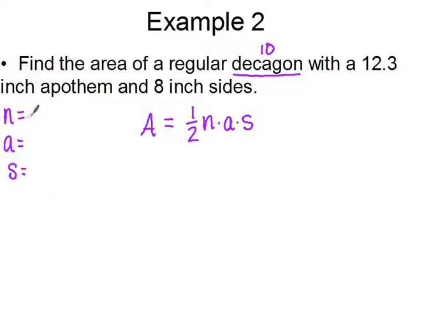N is the number of sides. That's 10 because it's a decagon. A is apothem. They tell us this, so we're going to put in 12.3. And then they tell us that it has 8 inch sides. So S is 8. So we just need to plug all of this into our formula and hit go.